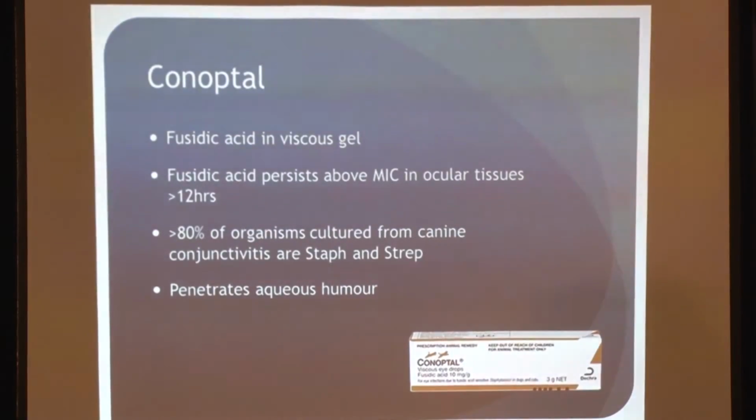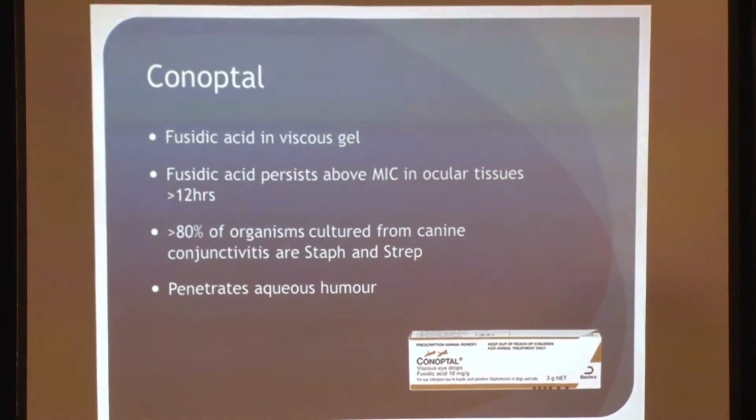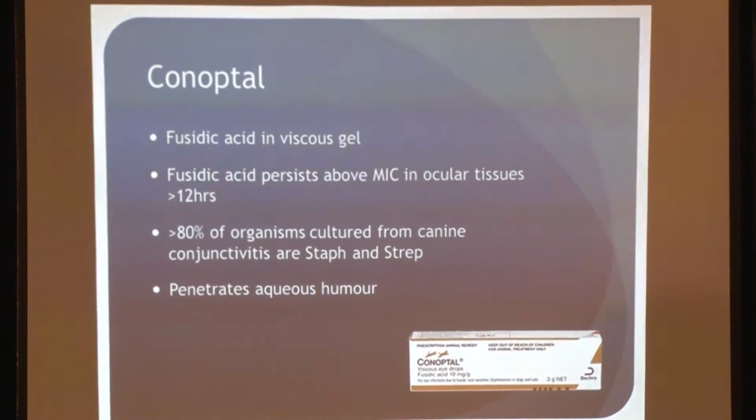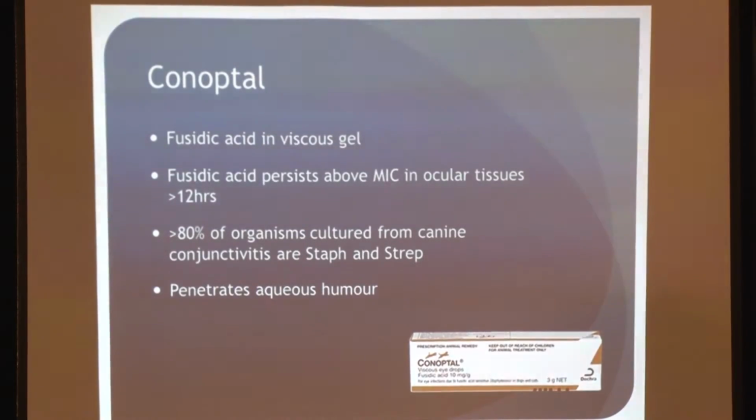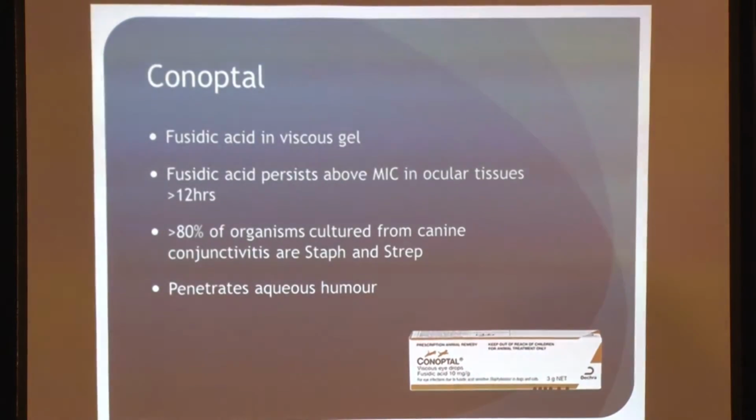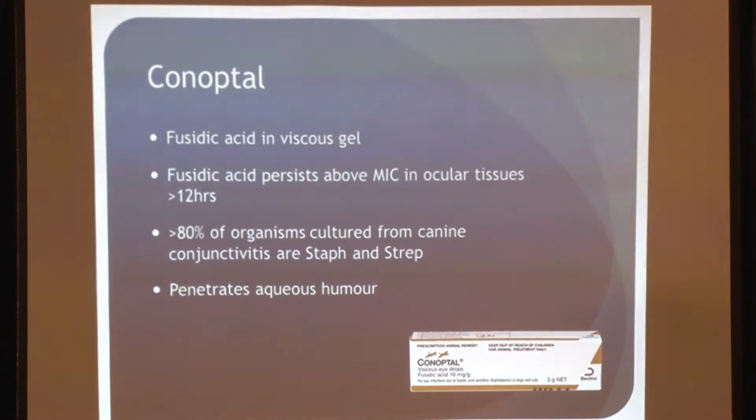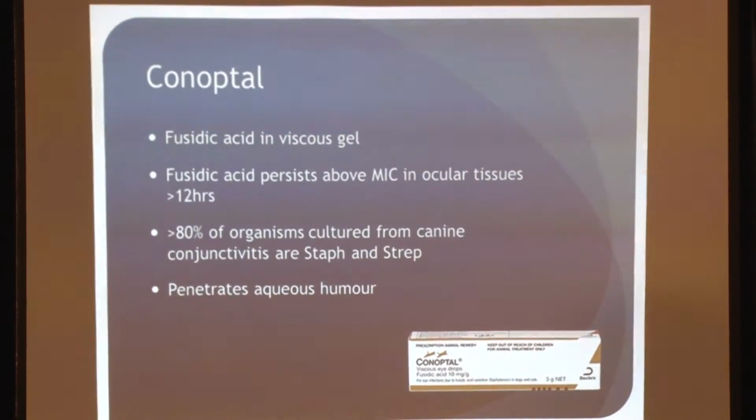So Canoptil is the fusidic acid in a viscous gel. As I mentioned before, fusidic acid does persist above the mean inhibitory concentration required in ocular tissues for greater than 12 hours. It is one of the few eye ointments that truly is twice daily dosing. Some of the others that are available, certainly in Australia, we know need to be dosed at 8 times a day to maintain MICs. The additional benefit of Canoptil is that it does penetrate the aqueous humour. So if you have a penetrating wound of the eye, it's something you can apply topically to be effective in that way as well. And great for canine conjunctivitis. We know that greater than 80% of the organisms involved are staph and strep, which fusidic acid has great coverage against.